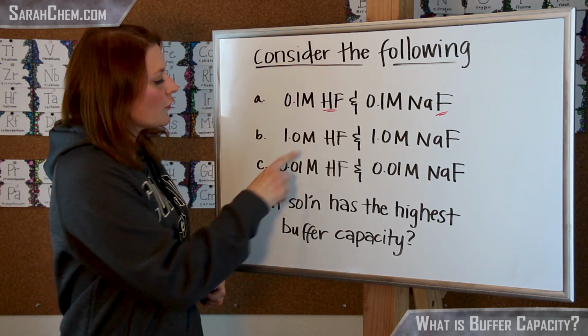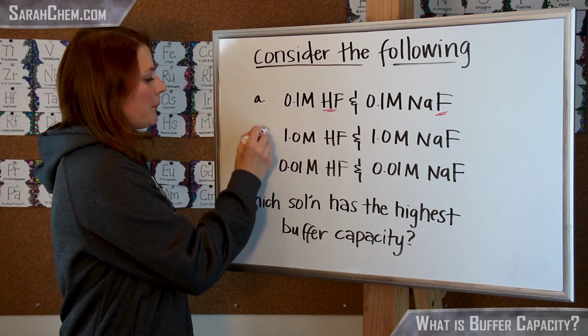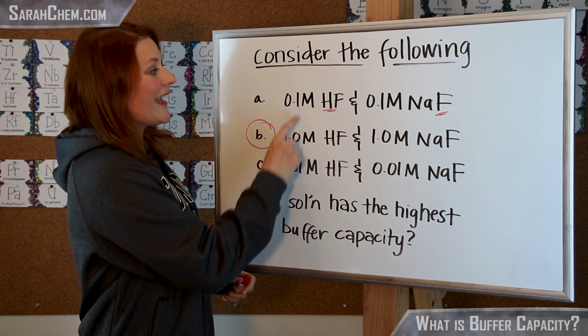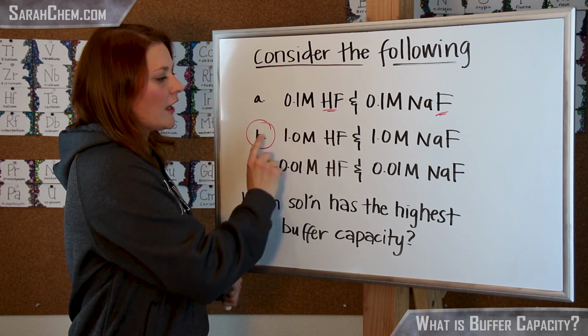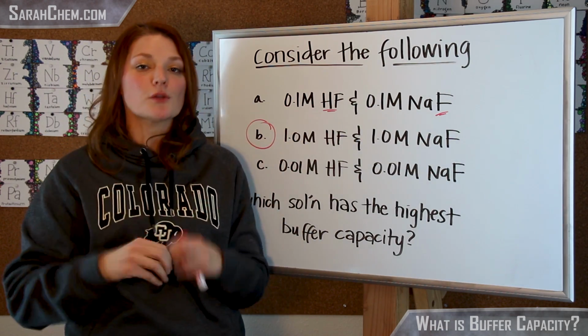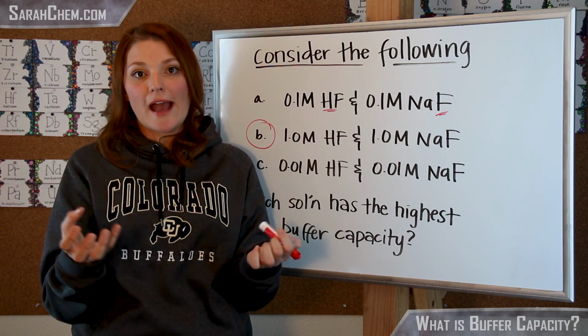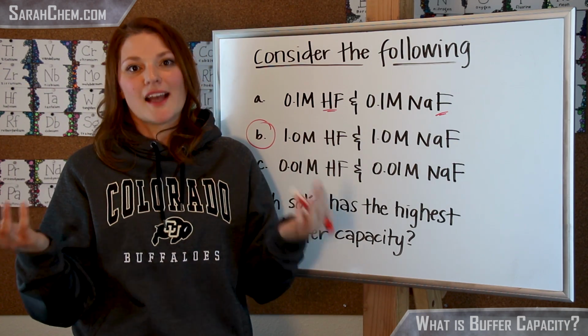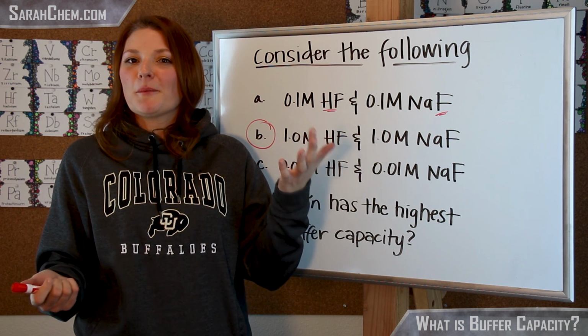the more you can add in. So if we take a look at this solution right here, B, we see that this one here is 100 times as concentrated as this and 10 times as concentrated as that guy. So this solution here has the most available components to react with whatever acid or base I add into it. Therefore, that one has the highest buffer capacity. And that's pretty much what you need to know.